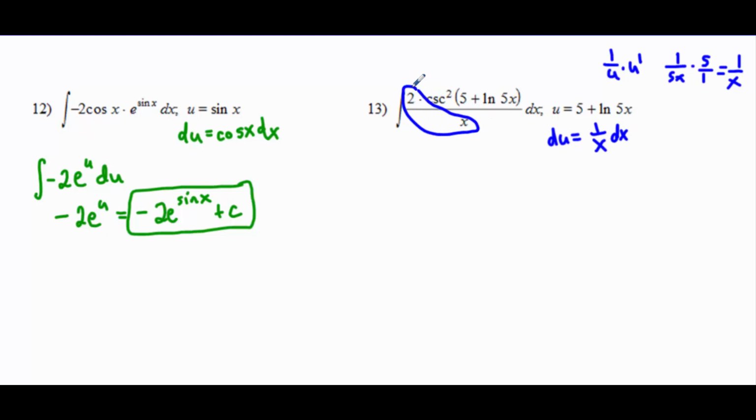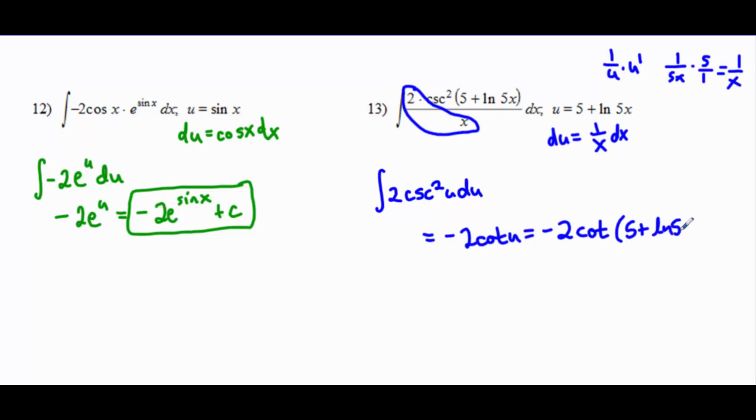Basically, we're comparing 2 over x and 1 over x and saying if I divide those, I'm left with a 2. So this is 2 cosecant squared u du. I have to think about what the integral of cosecant squared is. It's negative cotangent, and so this would be negative 2 cotangent u, and then I put u back in, so negative 2 cotangent 5 plus natural log 5x plus c.